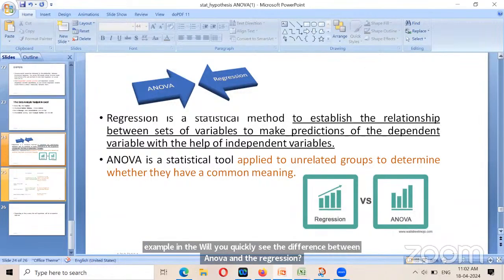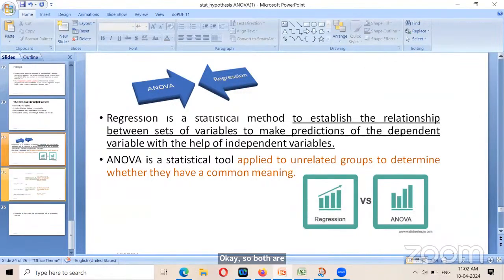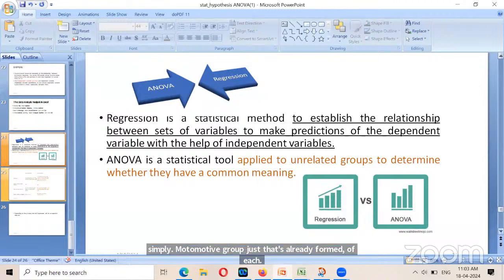Okay, so both are statistical methods. But what regression does is find out the relationship between two variables. Okay, how strong the relationship is, and from that relationship, how many data points belong to one line. So regression draws a line in the graph. Okay, and how many data points are part of this line, that regression finds out. On the other hand, ANOVA compares the groups. Okay, simply, big groups that are already formed, of which we know the mean, mode, median, standard deviation, variance, it will just compare the groups.